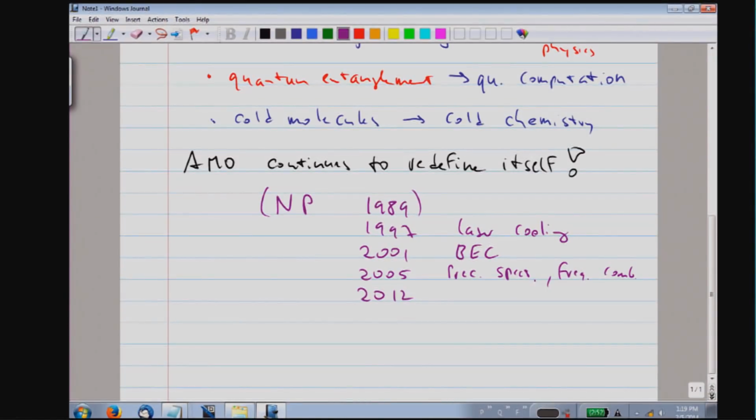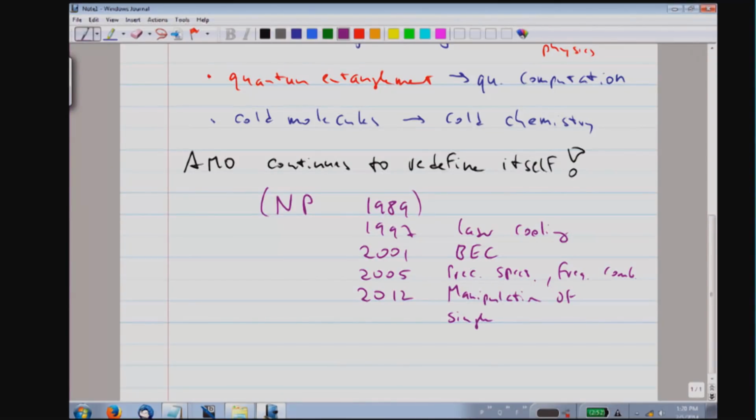And the most recent recognition for Serge Haroche and Dave Wineland is about the manipulation of individual quantum systems. And the highlights of this were accomplished just a few years ago, let's say over the last 5 or 10 years.